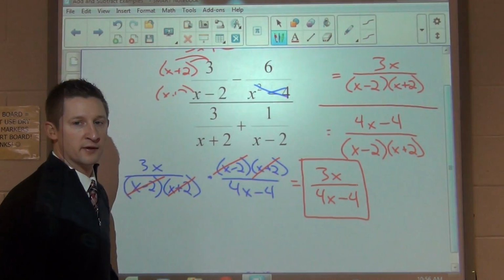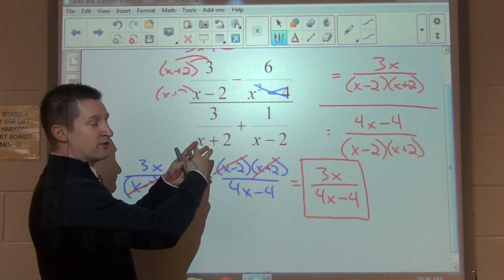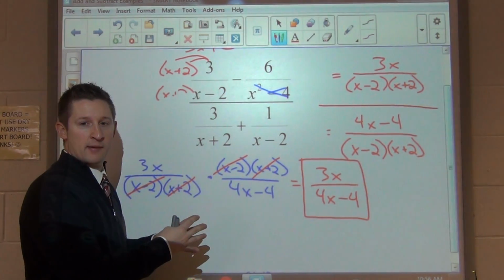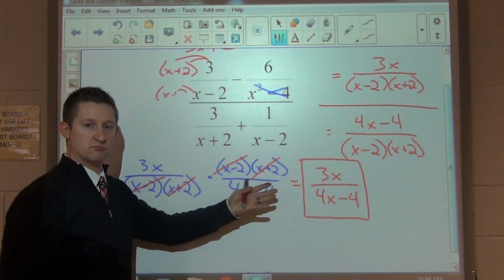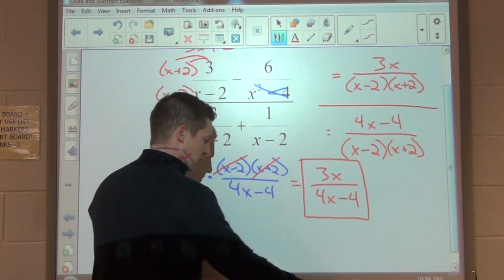Now that's method one. If that works for you, add the two fractions in the numerator together, add the two in the denominator together, and then instead of dividing, multiply by a reciprocal. Simplify as much as you can.